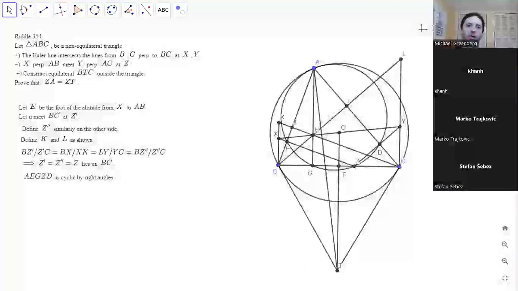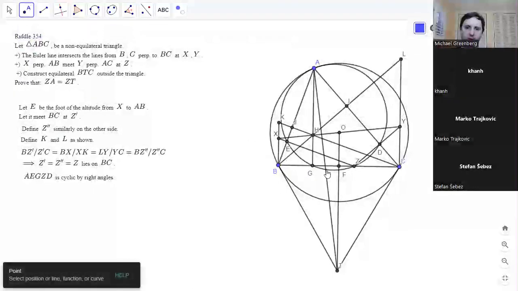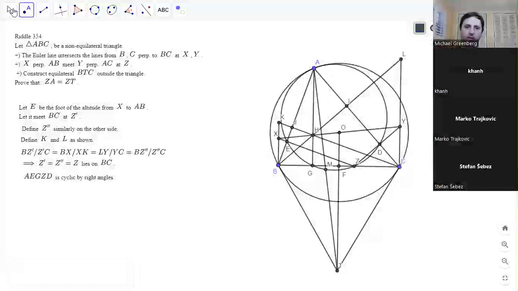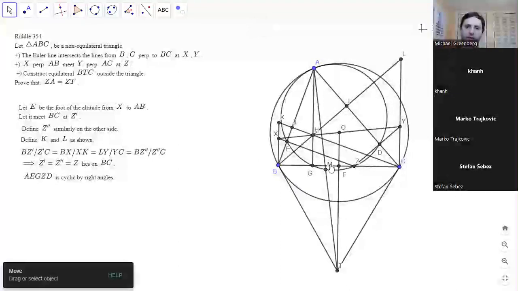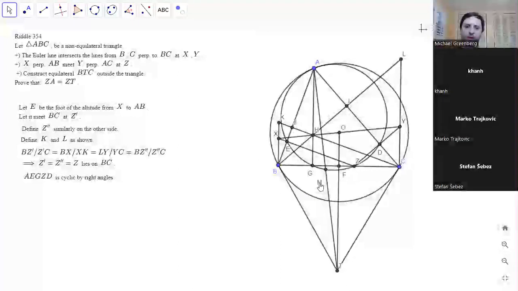Yeah, I guess we could. So we could let it meet the circle at M and then try to show M is the midpoint of AT. So it almost looks like the midpoint of the symmedian. Well, but yeah, it's not, obviously.